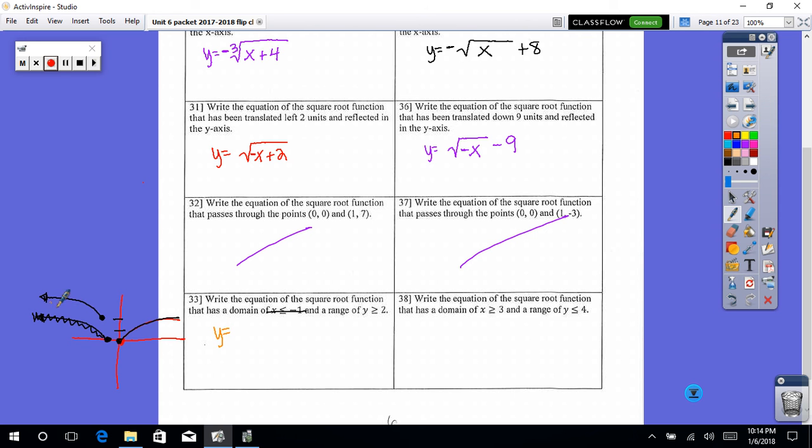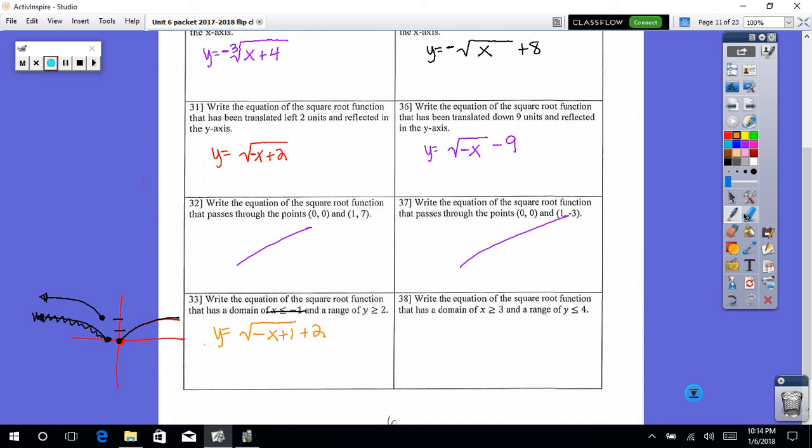Okay, it is a square root function where I flipped over the y-axis. I went left 1 unit, so I add a 1 on the inside, and then I went up 2. Okay, definitely one of the more difficult ones.